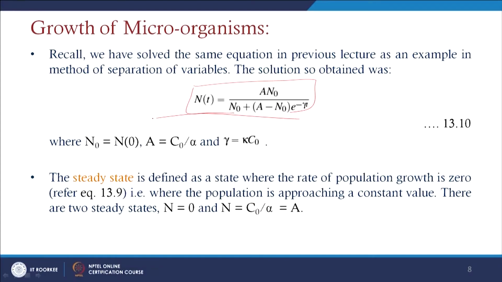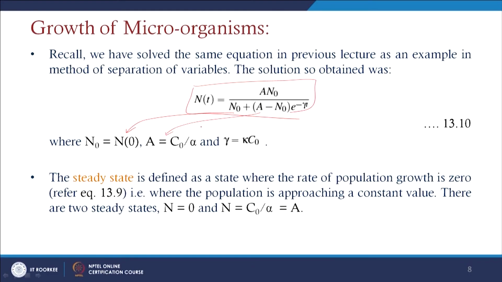We got it there in differential equation form, where we did the separation of variables and some manipulation to get the solution, where we assumed n0 as n(0), the population size at t equals 0. The constants are defined as a equals c0 by alpha, and gamma is kept as k c0. If you follow the previous lecture, we have obtained the solution for this differential equation, so we need not do it again.